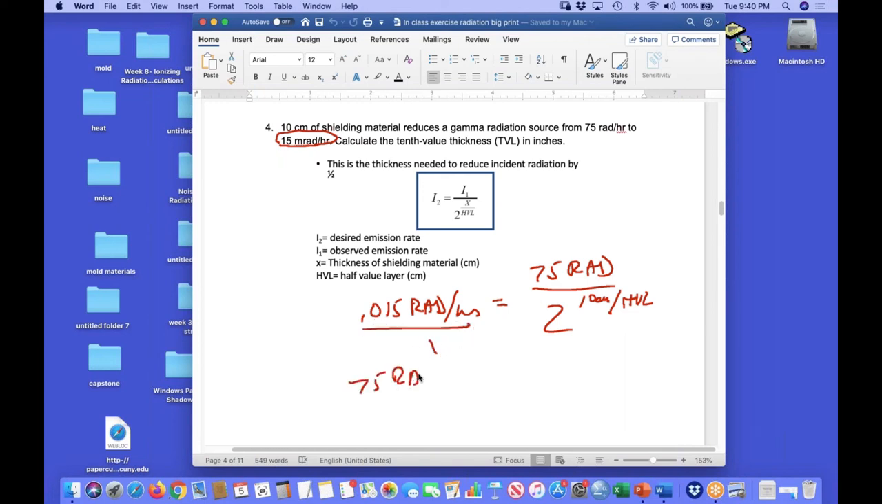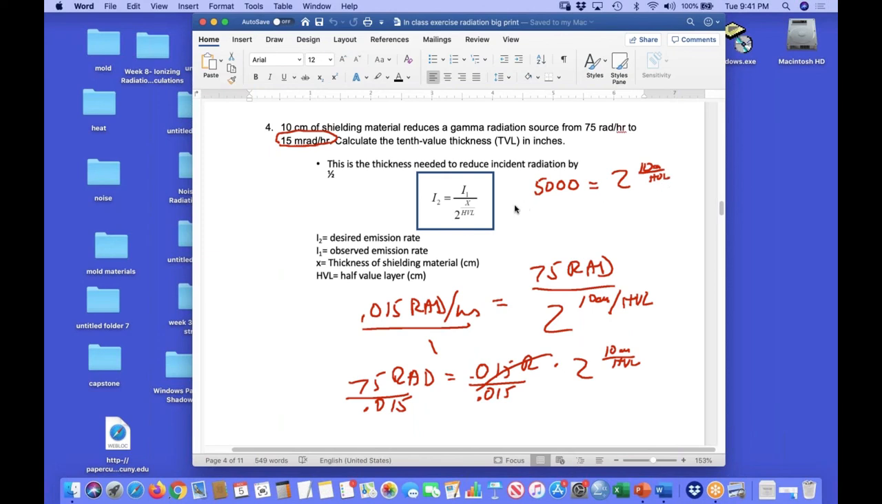Okay, so I'm going to cross multiply. 75 rad is equal to 0.015 rad times 2 to the 10 centimeter over half value layer, divide by 0.015. Okay, and what does that come out to be? 75 divided by 0.015 is 5,000. Yeah, it does look right. And so 5,000 is equal to 2 to the 10 centimeter divided by half value layer.